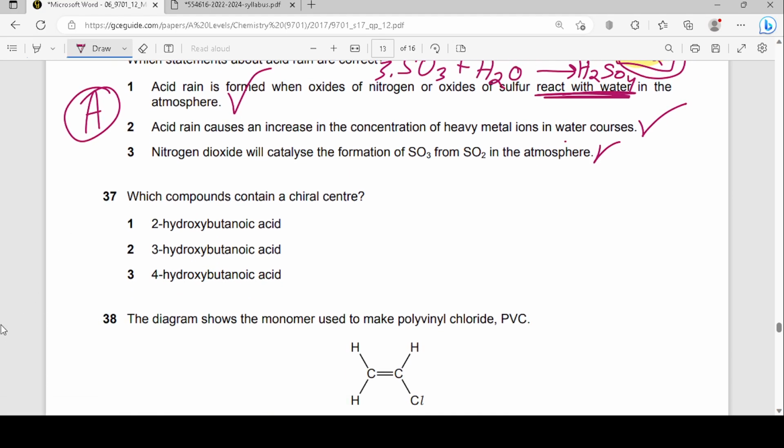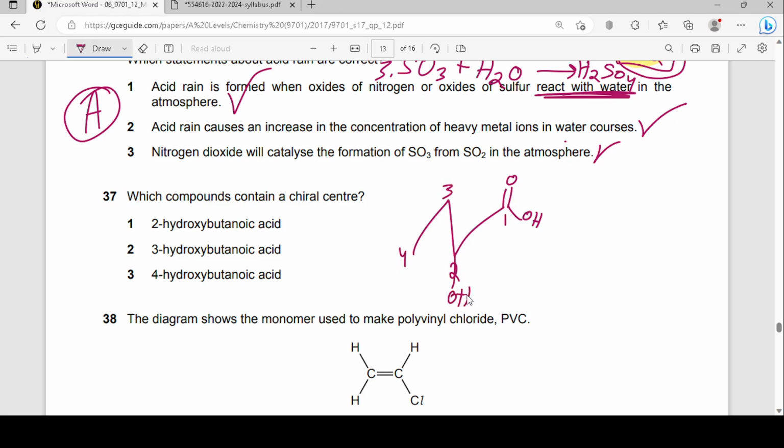Which compounds contain a chiral center? 2-hydroxybutanoic acid. So let me just write this out. This is butanoic acid. Now this side will be my first carbon because the functional group side is the priority one, and then 2, 3, 4. So 2-hydroxybutanoic acid.